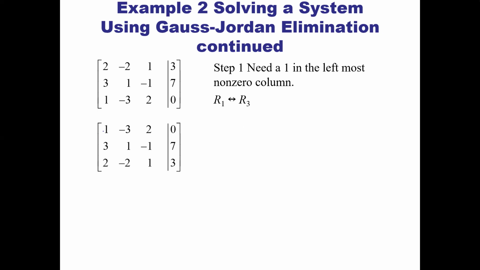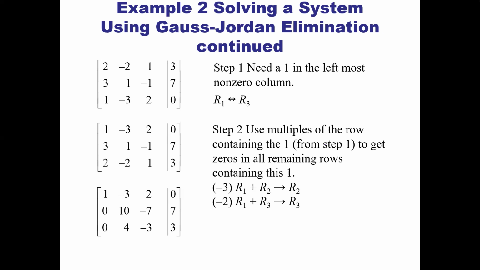Now I'm going to take minus 3 times row 1 plus row 2. That's my new row 2. I'm going to make it minus 2 times row 1 plus row 3, and that's going to be my new row 3. I'm not sure what they're going to do here, but they do the same thing. They've done the calculations, and now we're at this point.